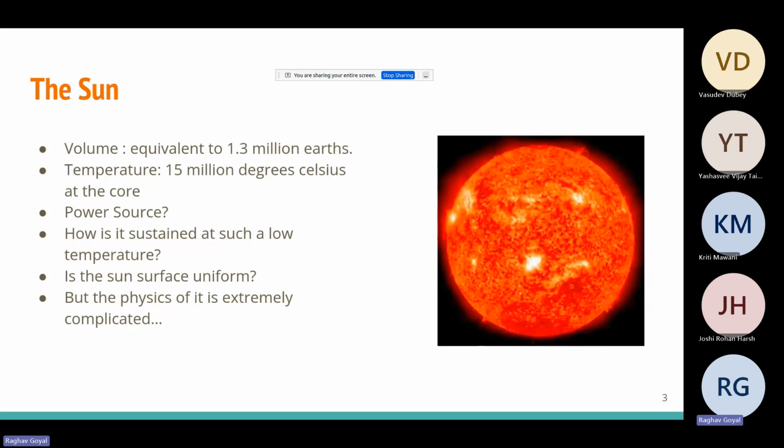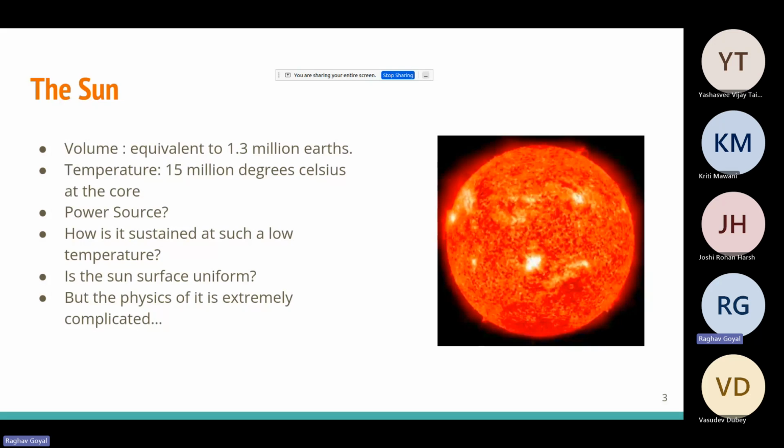But the question is where all of this energy comes from, and how it is sustained at such a low temperature. Okay, wait. I'll come to the latter point later, as to why I'm calling it a low temperature. The power source of all this energy is fusion, as you guys would already know. Nuclear fusion. Hydrogen fuses to form helium and other heavier elements, which is what releases the energy that comes to us through the sun.